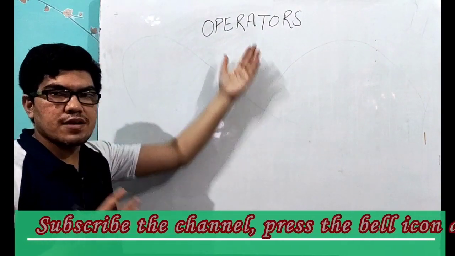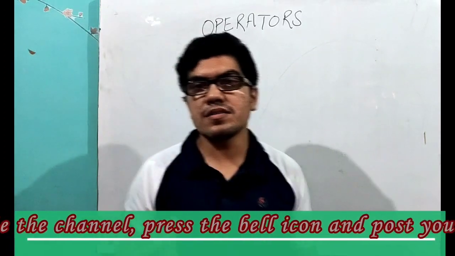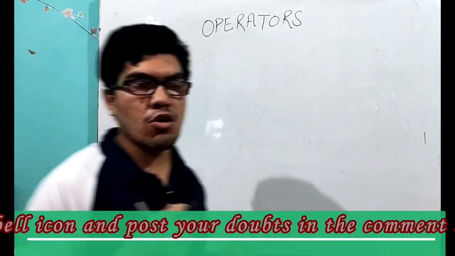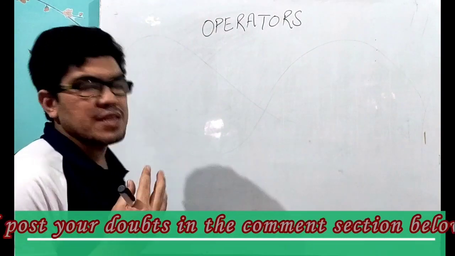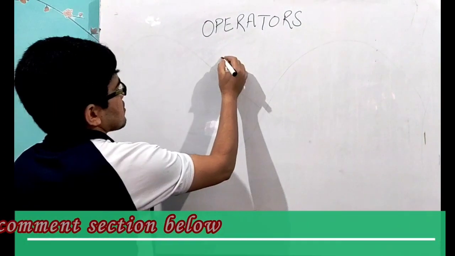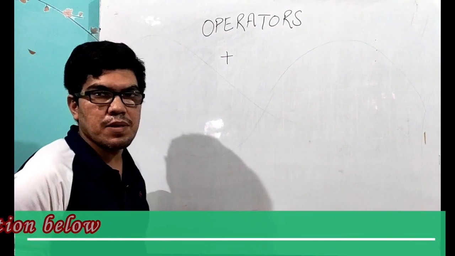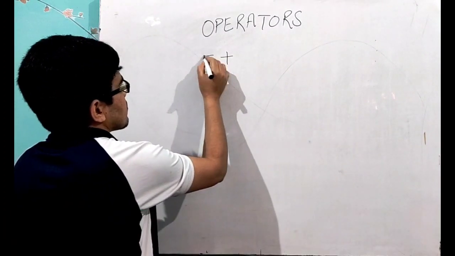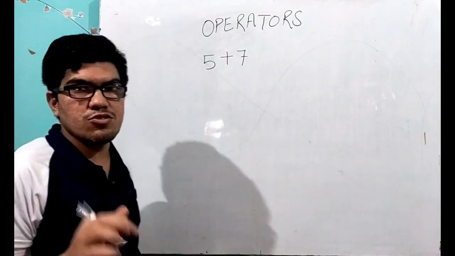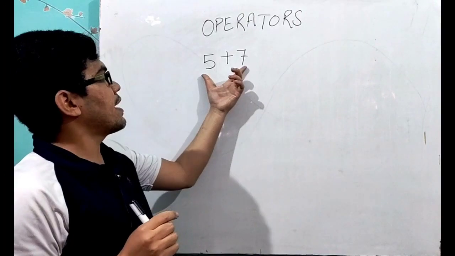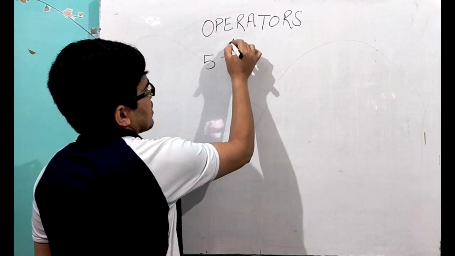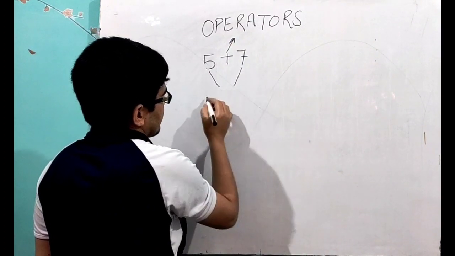Operators, what are operators? Operators are some special symbols which are used to perform a specific operation on operands. Like in mathematics we use many kinds of operators. For example, this is a plus operator, and the work of this operator is to add the numbers. So this is the operator, and these 5 and 7 are what?